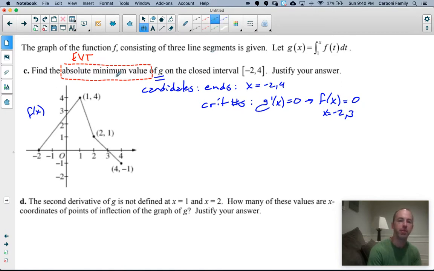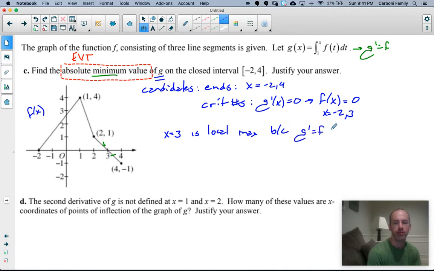And we are looking for the absolute minimum. Here's one where this problem is going to be kind of nice. I'm going to eliminate 3 because at 3, f, which is g prime, remember we said a long time ago that g prime is the same thing as f, changes from positive to negative, above the x-axis to below the x-axis. That means that x equals 3 is a local maximum. And if you're looking for the absolute minimum, a local maximum obviously cannot be the right answer. So I'm going to make a note that x equals 3 is a local max because g prime, which is f, changes from positive to negative. So I am eliminating 3, and now it's down to only -2 and 4.